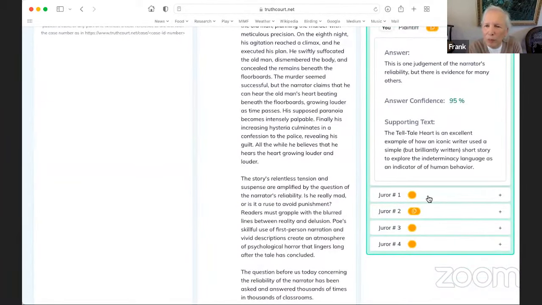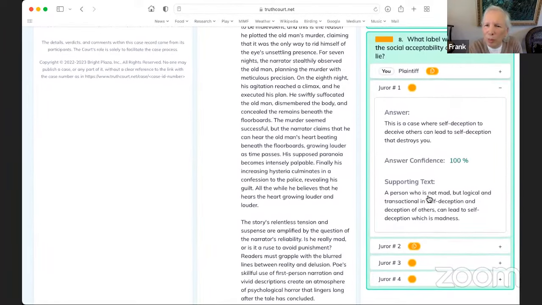Juror number 2 copied my label. Juror number 1, this is a case where self-deception to deceive others can lead to self-deception that destroys you. Yes. A person who is not mad but logical and transactional in self-deception and deception of others can lead to self-deception, which is madness. That's interesting.